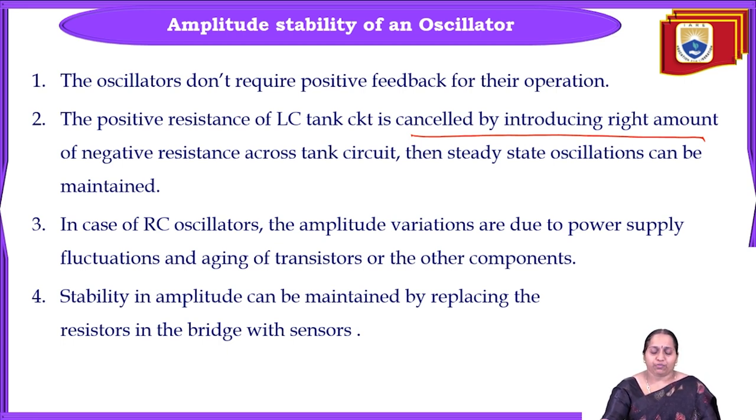Coming to the RC oscillator, if you want to reduce the amplitude variations, what is the reason for getting them in RC oscillators? It is mainly due to power supply fluctuations as well as aging of transistors or other components. So, amplitude stability can be maintained by replacing the resistors in the bridge with sensors. Coming to the Wien bridge oscillator, if you want stability in amplitude, you can replace those resistors with sensors in order to have oscillations of constant amplitude.